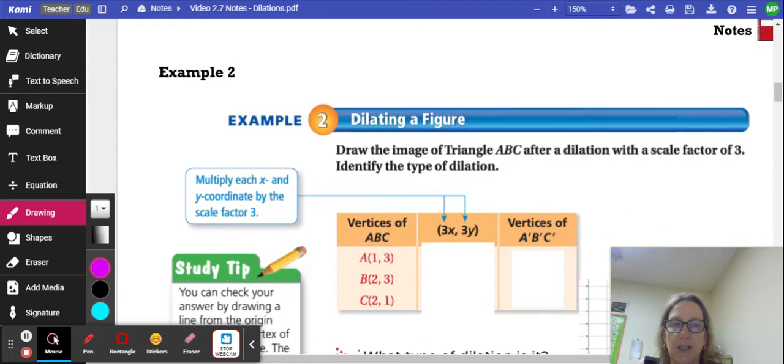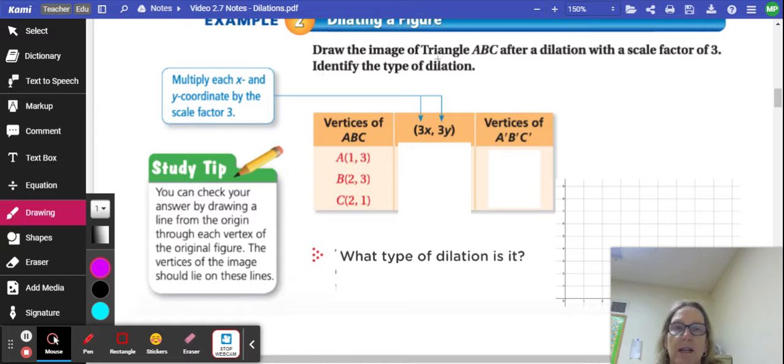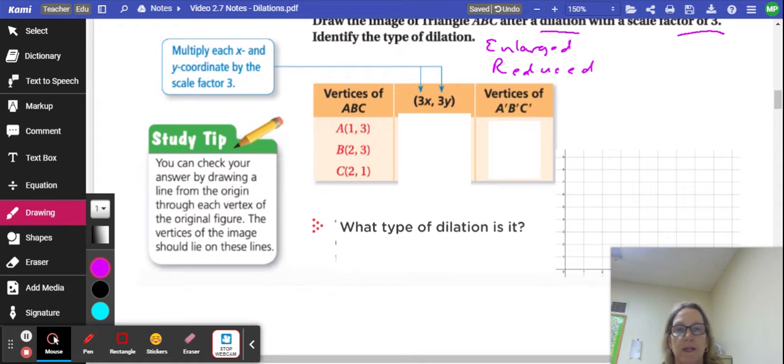Okay. So now we're going to actually do the transformations. And it's pretty straightforward. Here it says draw the image of triangle ABC after a dilation with a scale factor of 3. And then identify the type. Here we mean, was it enlarged or reduced? So that's what we mean by the type of dilation. Okay, so I'm going to show you, basically you're just going to take each X and Y coordinate, so both parts of the point, and multiply it by whatever factor they tell you.